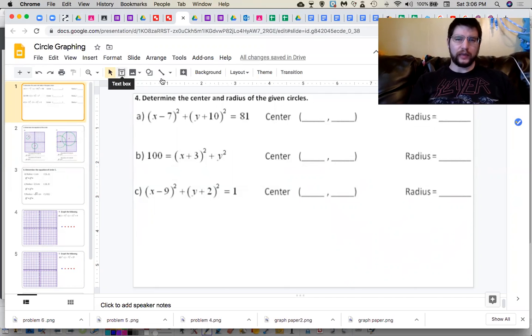You can also insert text boxes and other shapes. I did make this a background so you can't edit it. Please don't change the background because you won't be able to do the problems.